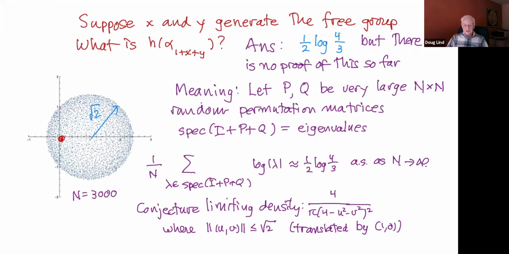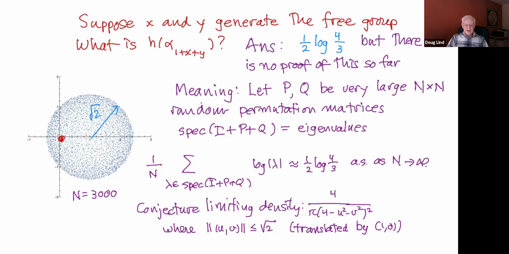The meaning of this is simple to describe. Take two very, very large random permutation matrices, P and Q, and look at I plus P plus Q. Now, there's no reason to expect anything nice about the eigenvalues because P and Q don't commute, and it's difficult to see what you could say about this sensibly.